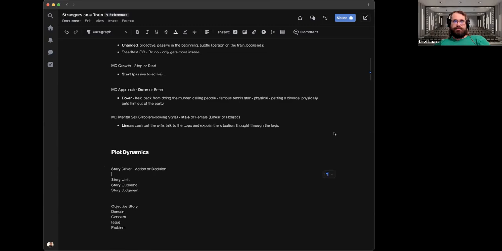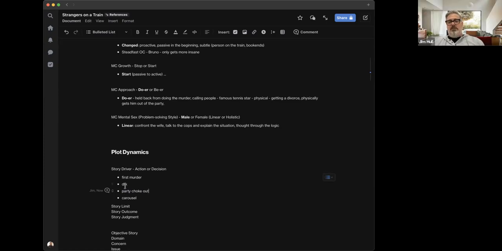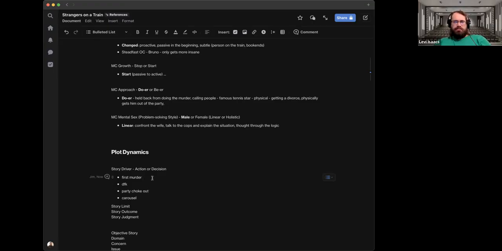Well, I think the first major plot turn was the first murder, which feels very action. And then the last, the scene with the carousel, also felt like an action. And trying to think of other possible turning points, might have been in the middle where he's choking the one gal. I don't know if that would constitute a turning point or not, but party choke out. Yeah, so those all sound like actions.